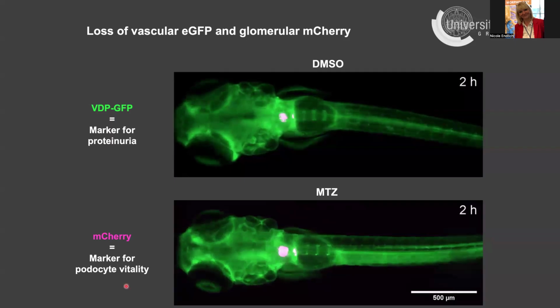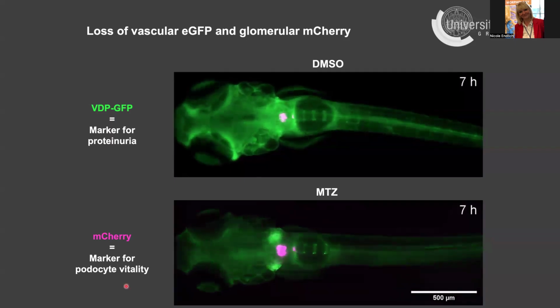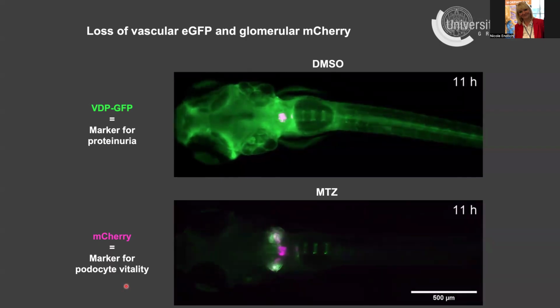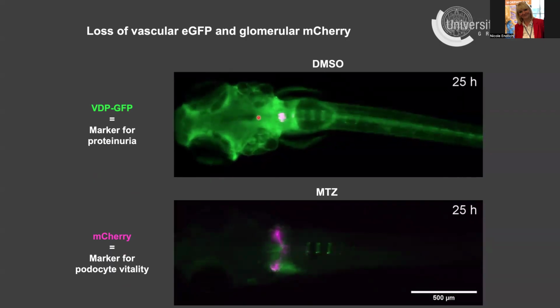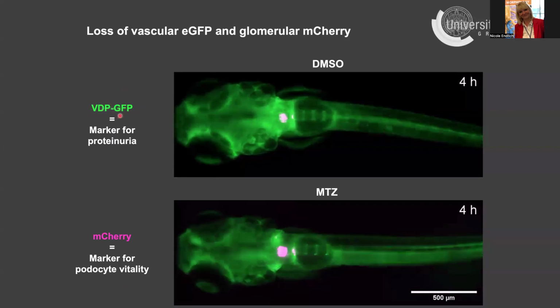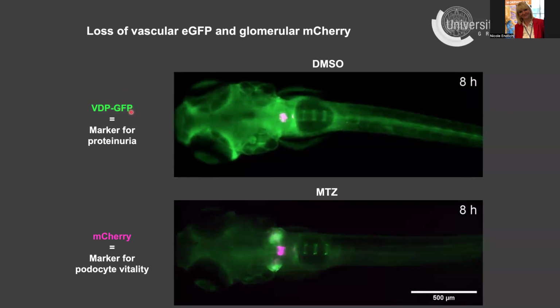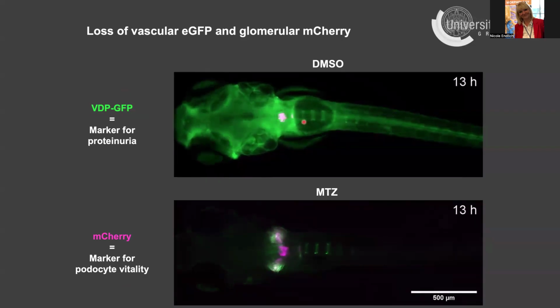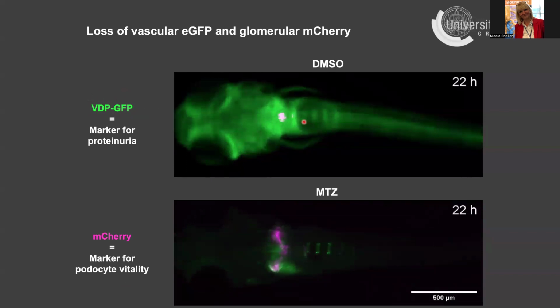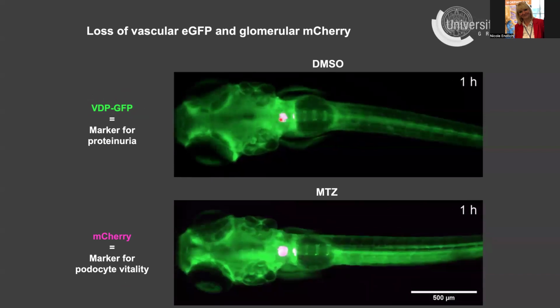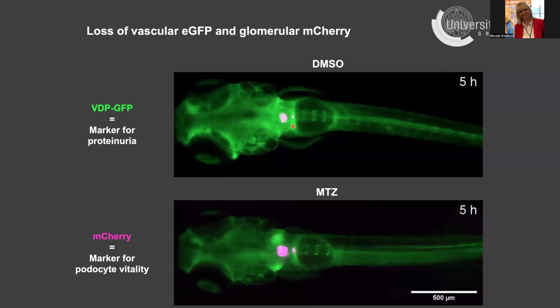So we have established a zebrafish strain which is fluorescent. And fluorescence in all the vessels, as you can see here in green. And this protein, a vitamin D binding protein coupled with a green fluorescent protein, cannot pass the filtration barrier, and only passes the filtration barrier if there's an effacement of the podocyte foot processes. Here in the middle, you see a small kidney of the zebrafish larvae.